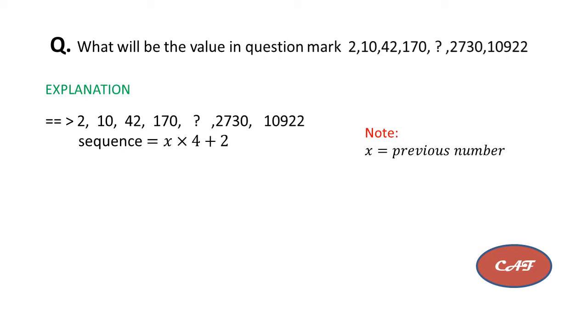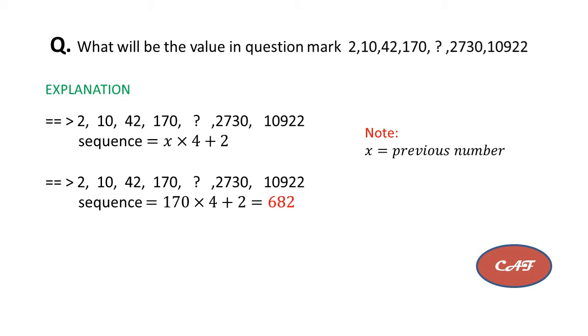In the same way, you know the previous value 170, and you have to find this question mark number. So I am using this formula. x is equal to 170. 170 into 4 plus 2 is equal to 682.